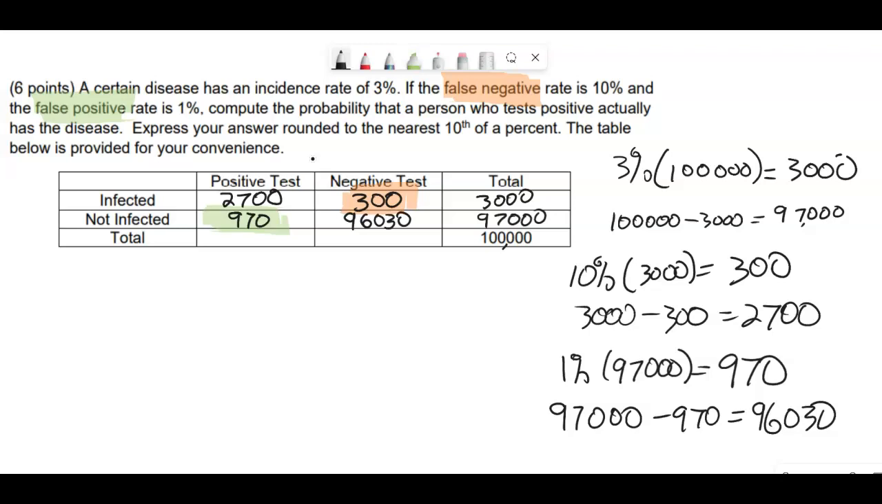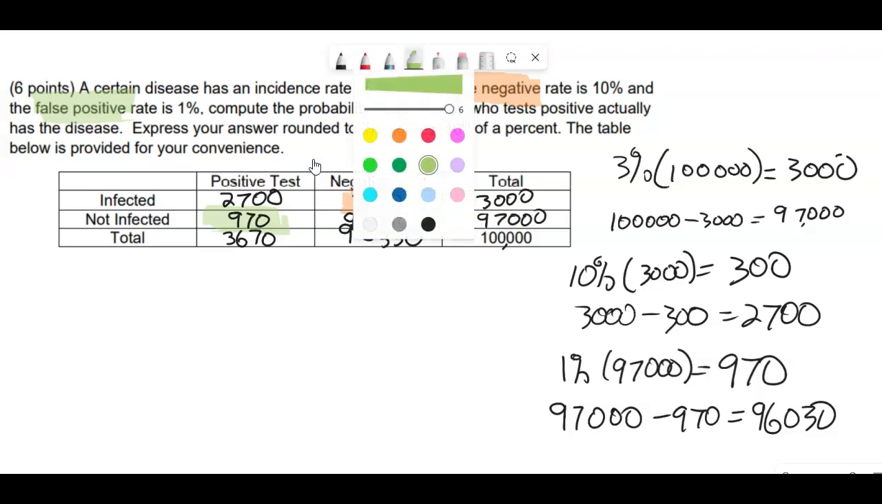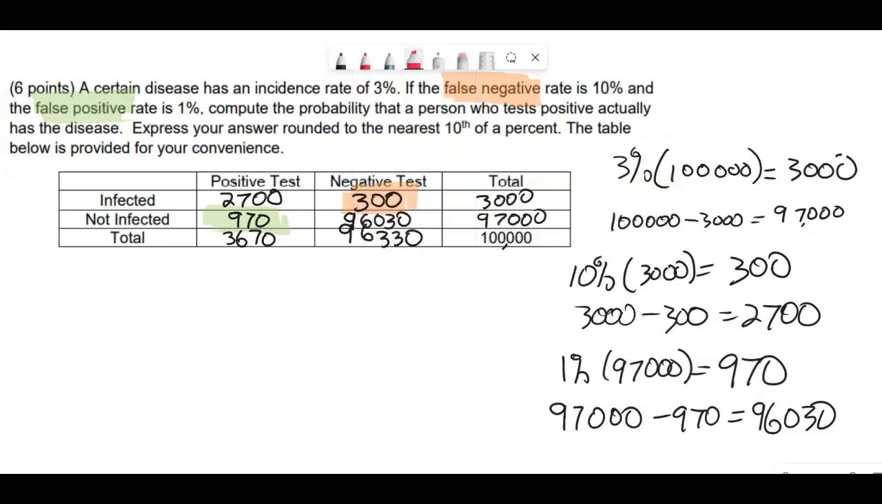Okay, finally, adding up the positive tests, 2,700 plus 970 is 3,670, and the negative test total would be 96,330. All right, now we finally get to what they are after for this question.